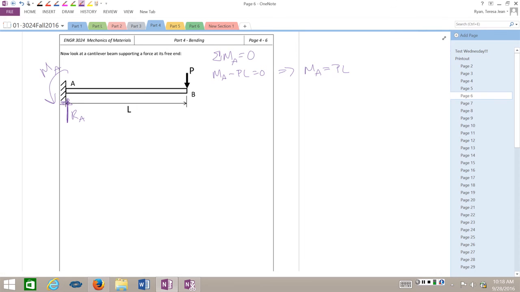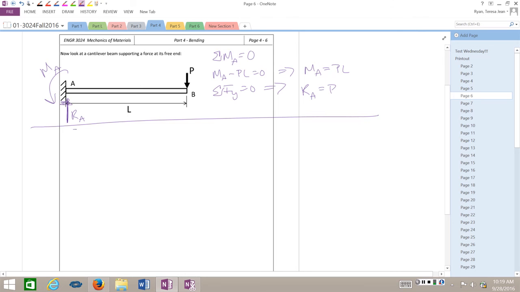And also by inspection, or from the fact that the sum of the forces in Y is always 0, I get that my reaction at A equals the applied force P. So I have a statics problem on the whole thing to get all of your external reactions as known quantities. Then what do we do? We got to do this section cut.